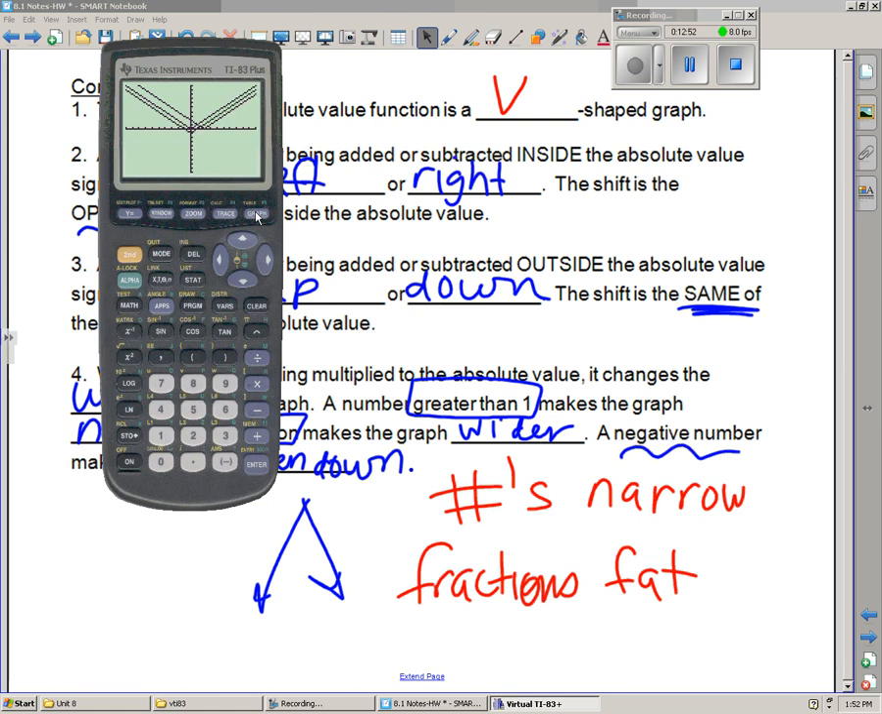If we go into y4, the 4th graph, which was 3 times math, number, absolute value of x, watch how this thing stays at 0, 0, but gets narrower. And then if we go to y equals for the 5th one, we did negative 1/2 times math, number, absolute value of x. And remember, this is the guy that flipped upside down and got fatter.